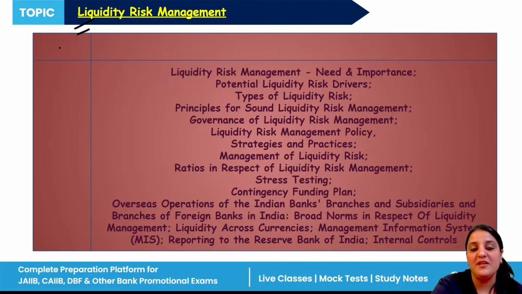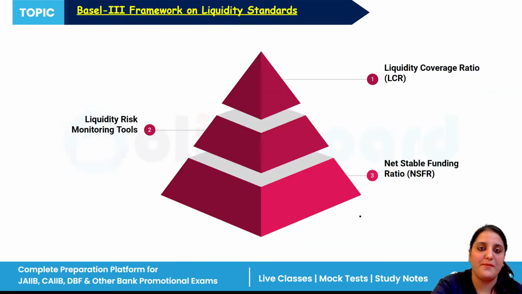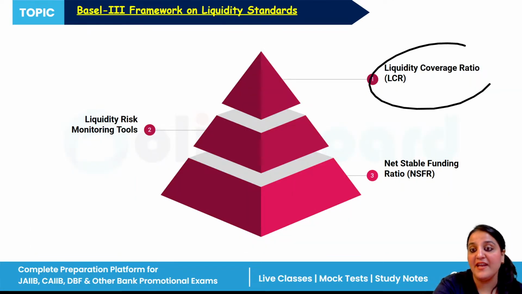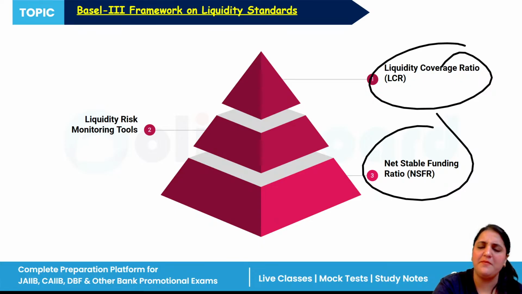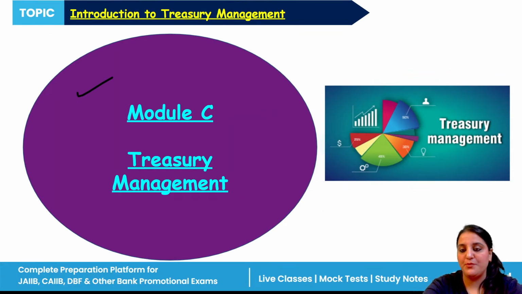Liquidity risk management. We can say a shortage of cash is called liquidity risk. Shortage of cash in the bank, and this is the ICU risk of the bank. Then we have LCR and NSFR, two very important ratios. There are always 1-2 questions from this chapter. Very important ratios.